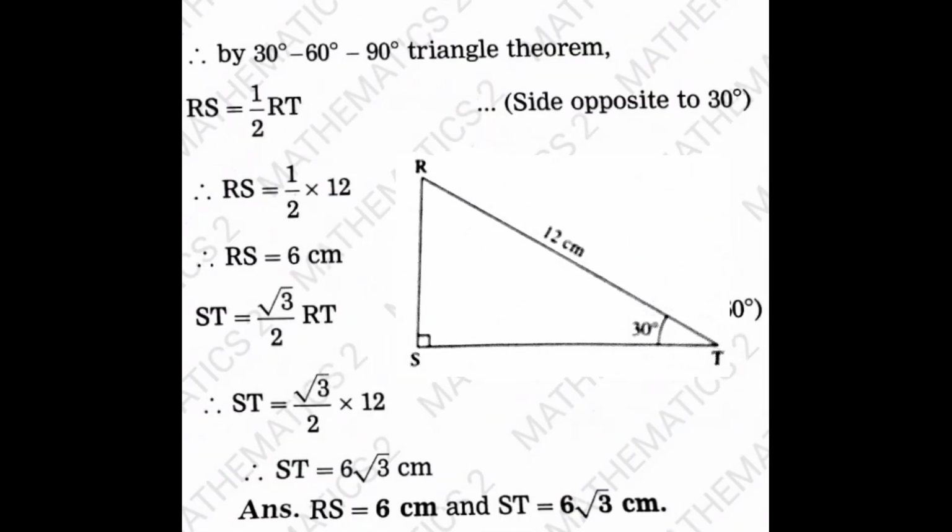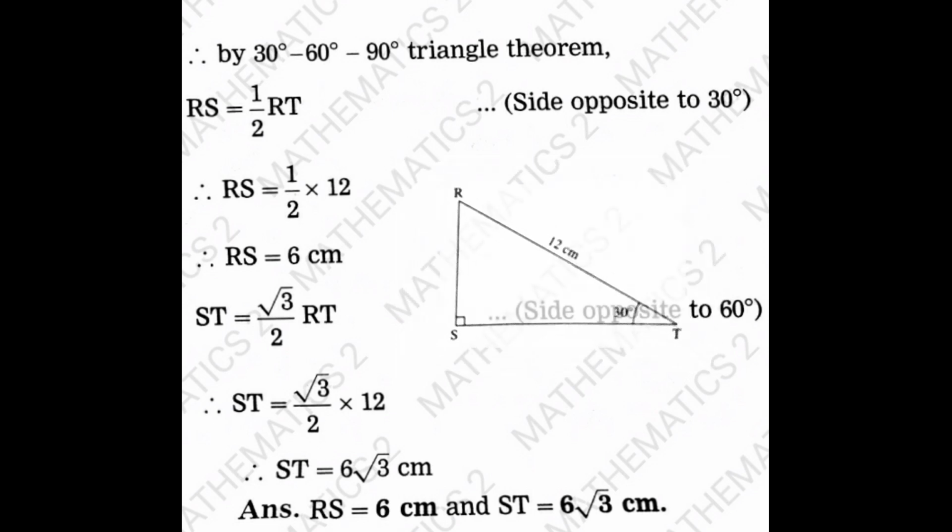So by the 30, 60, 90 degree triangle theorem, RS is half of RT, because RS is the side opposite to 30 degrees, and we know that the side opposite to 30 is half of the hypotenuse. RS is half of 12. RS is equal to 6 centimeter. Now ST is equal to root 3 upon 2 times the hypotenuse. The side opposite to 60 is root 3 upon 2 times the hypotenuse. Therefore ST is equal to root 3 upon 2 into RT. Therefore ST is equal to root 3 upon 2 into 12. Therefore ST is equal to 6 root 3 centimeter.